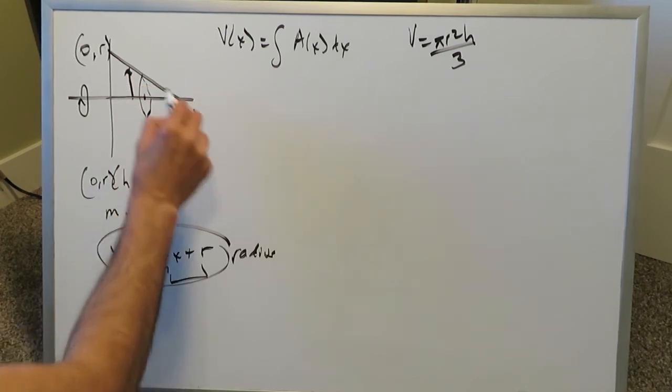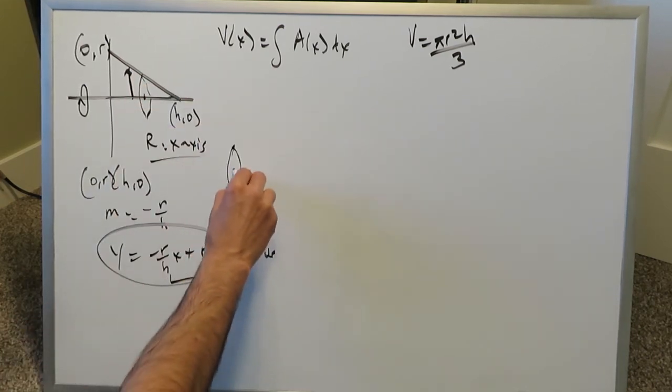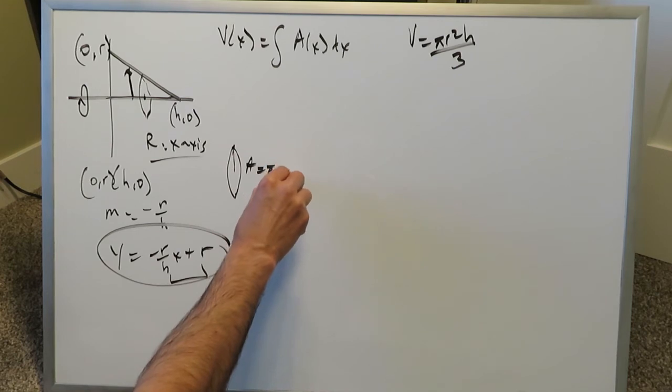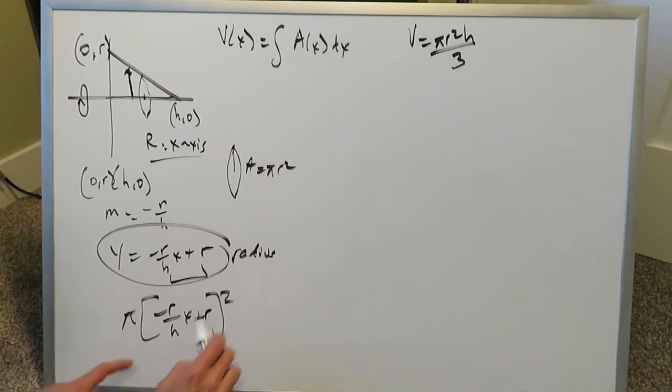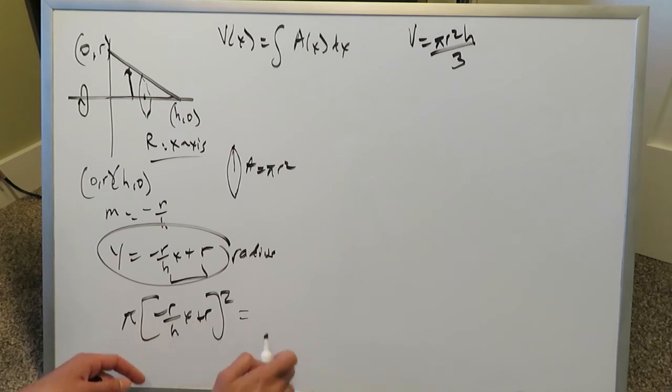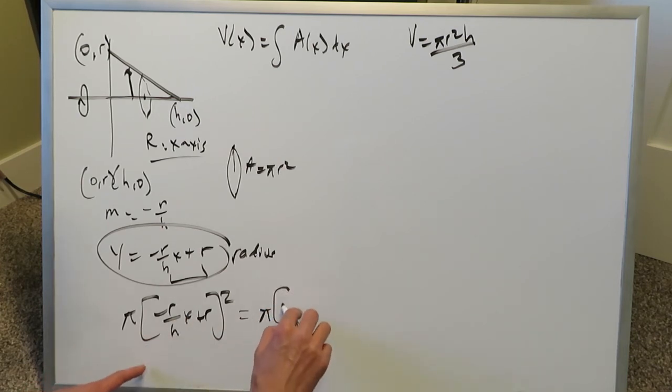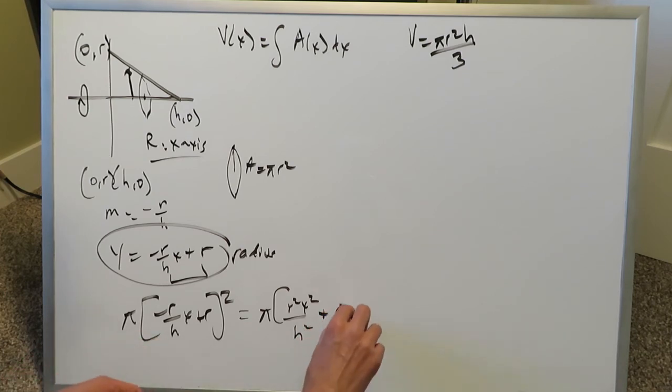When you look at these circular slices, you have an area which is pi r squared, which has to be integrated there, but you already have your radius, which is this. You have to send it through this pi r squared formula, and this is what you get. You have (minus r over h x plus r) whole squared, and this is no different than doing (a minus b) times (a minus b). You'll get pi, here you get r squared x squared over h squared plus r squared minus 2 r squared x over h.